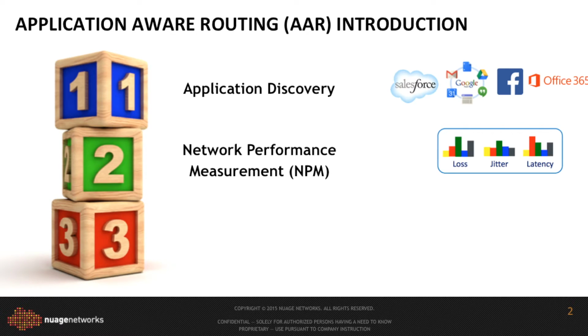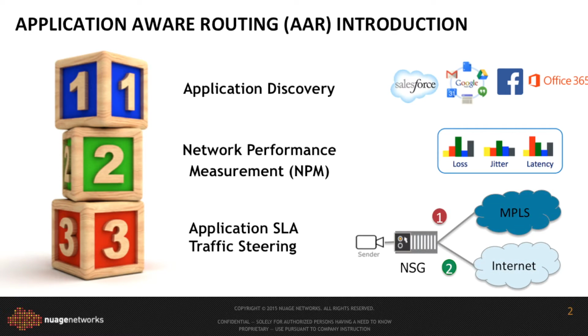Second component is the network performance measurement, which gives you a real-time view of the performance of your network, such as packet loss, delay, and jitter. Third component is the application SLA's traffic steering, which leverages the previous two features and enables application flows to be switched to another WAN uplink if the network performance of the current WAN uplink degrades beyond the SLA thresholds that you specify in the application policy.